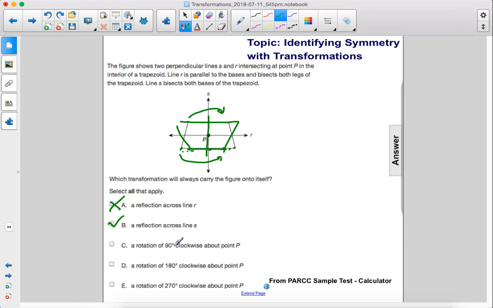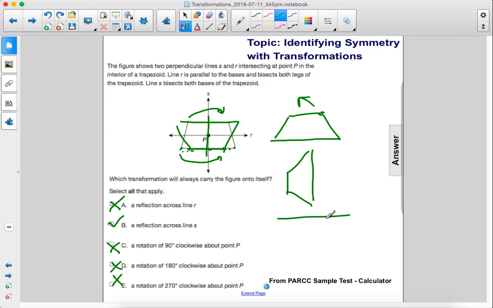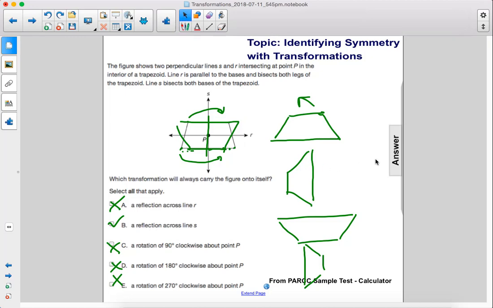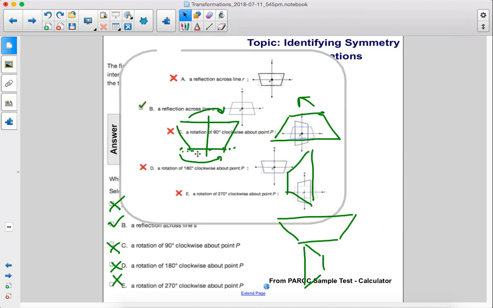And we can't rotate 90, 180, or 270 degrees, because if we rotate a trapezoid 90 degrees, that would put the long base on the right. If we rotated 180 degrees, that would put the long base on the top. And if we rotated 270 degrees, that would put the long base on the left. So none of these are going to look exactly like the original. The answer to this question is just B.